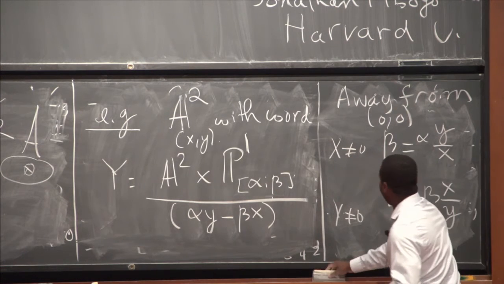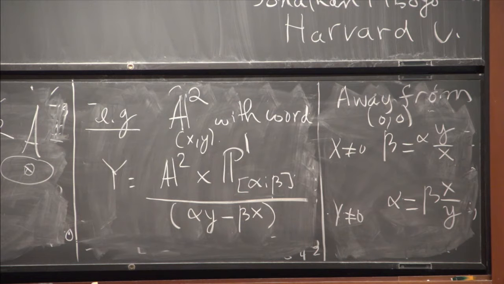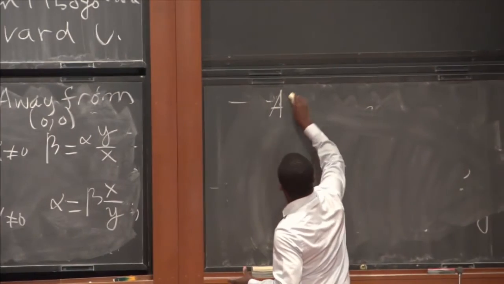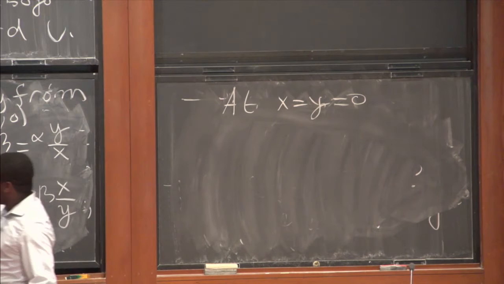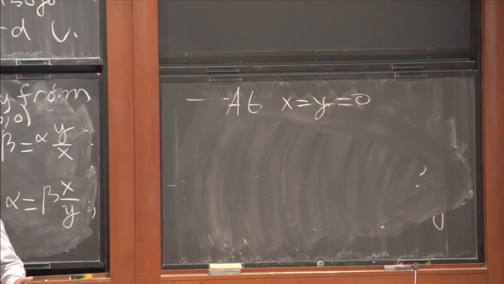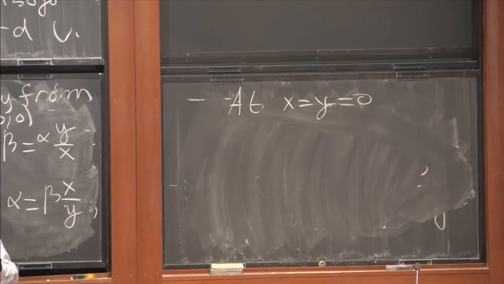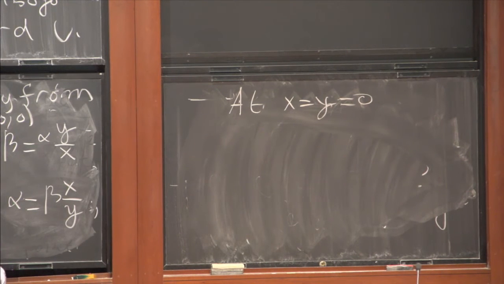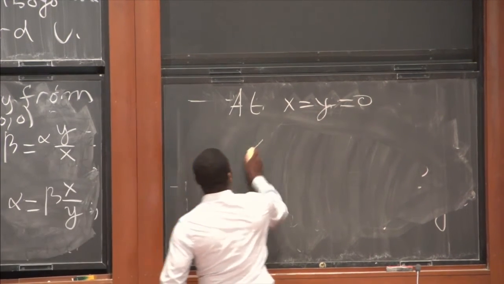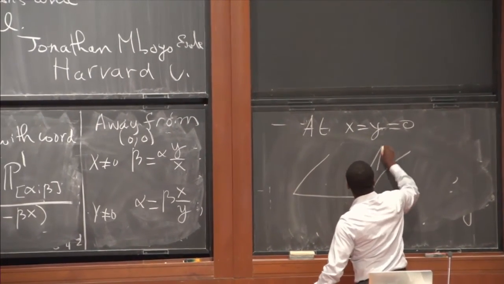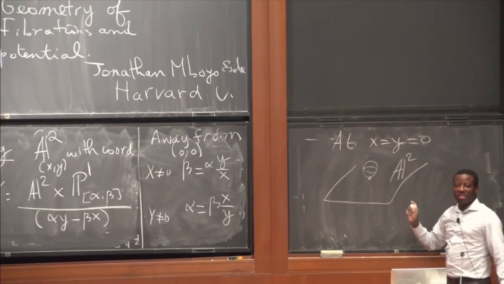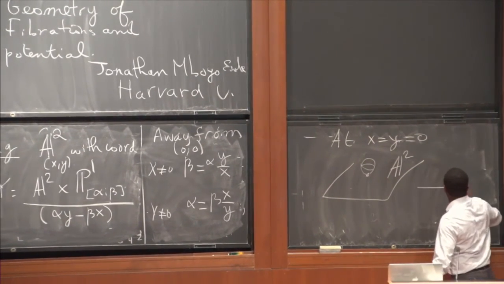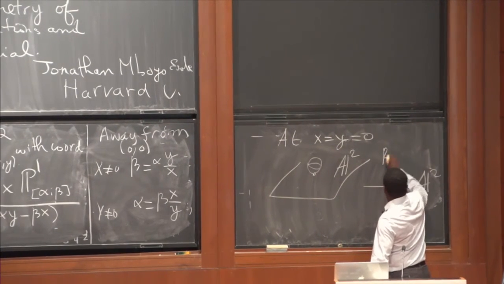But then what happened is at the origin, when I sit at the origin, this equation is automatically satisfied. So it means when I am exactly at the origin, there is no constraint, and I just get the full P1. So in other words, what I've done is I replace A2 by A2 with a sphere replacing the origin. So this is called a blow-up.